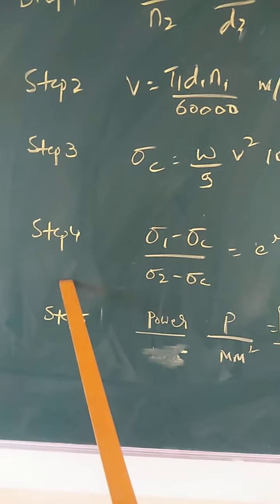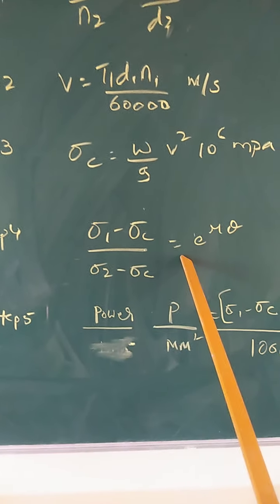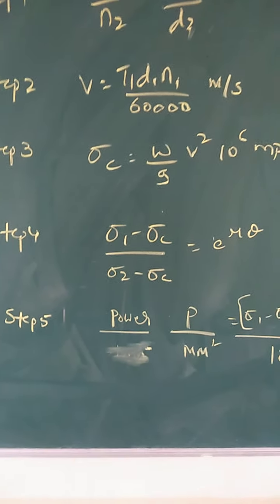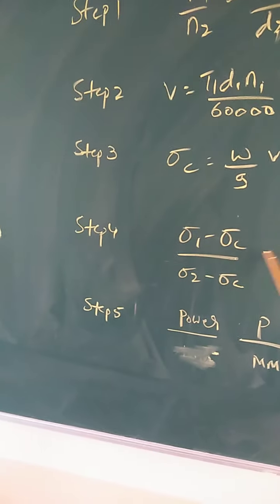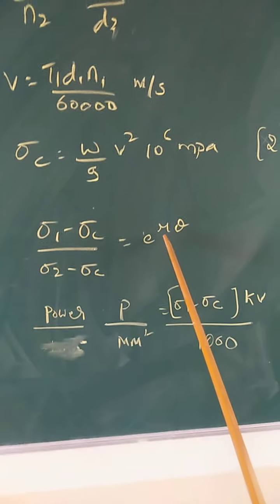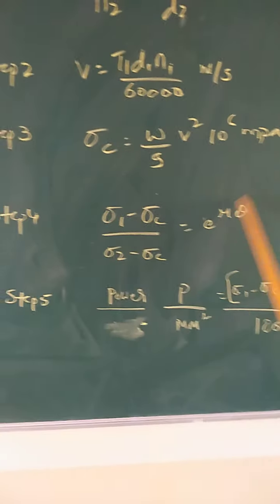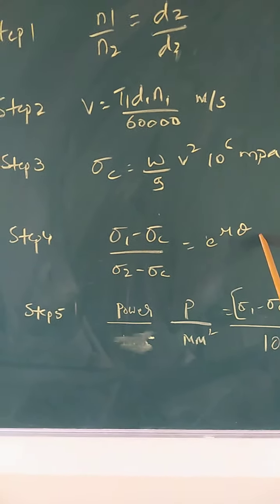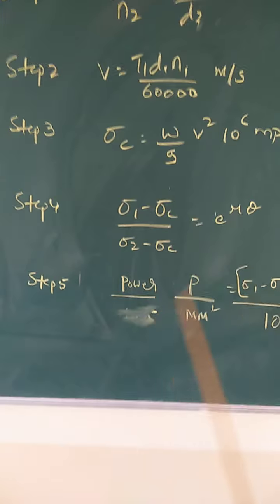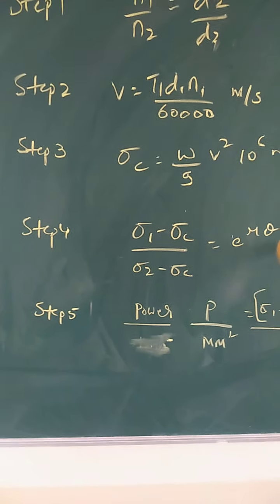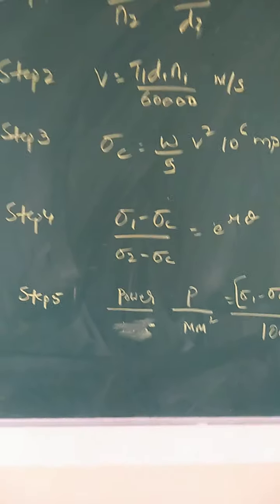Next, step number 4, (sigma 1 minus sigma c) divided by (sigma 2 minus sigma c) is equal to e to the power of mu theta. This is one of the formulas to find the mu value. Since all these other values will be known, here you need to find out mu, that is the coefficient of friction between the belt and the pulley. Theta value is known, sigma c value is known, sigma 1 and sigma 2 values will be known. So you find out the mu value. From this mu value you can find out k also. I'll explain this complete concept while solving the problem.